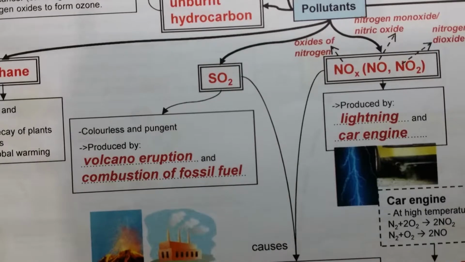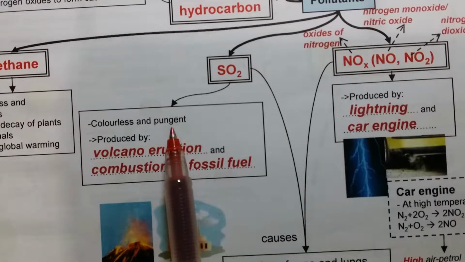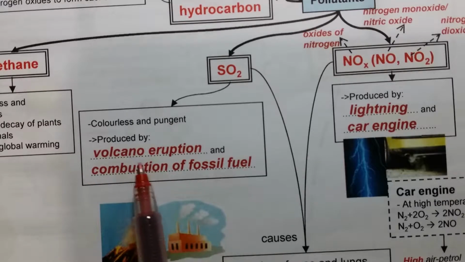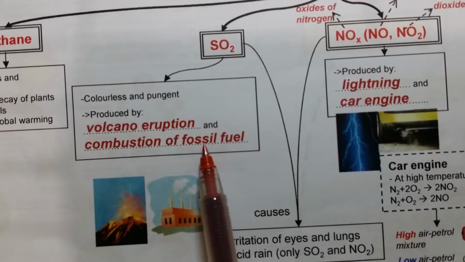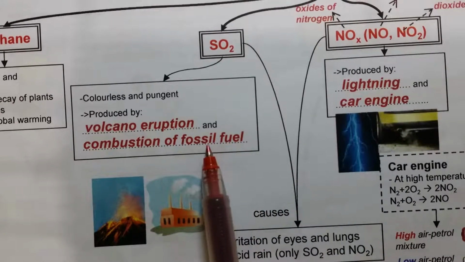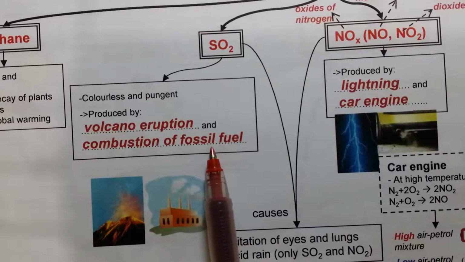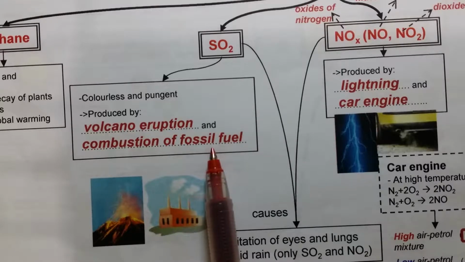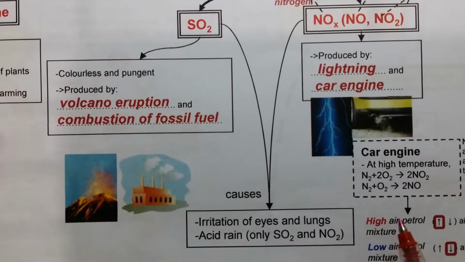The fourth pollutant is sulfur dioxide. Sulfur dioxide is colorless and pungent, and it is produced by volcano eruption as well as the combustion of fossil fuel. Now, what is the meaning of fossil? Fossil is the remains of living things. So, for example, petroleum is an example of fossil fuel, because petroleum is from the remains of living things thousands or millions of years ago. Okay, fossil fuel, sulfur dioxide.